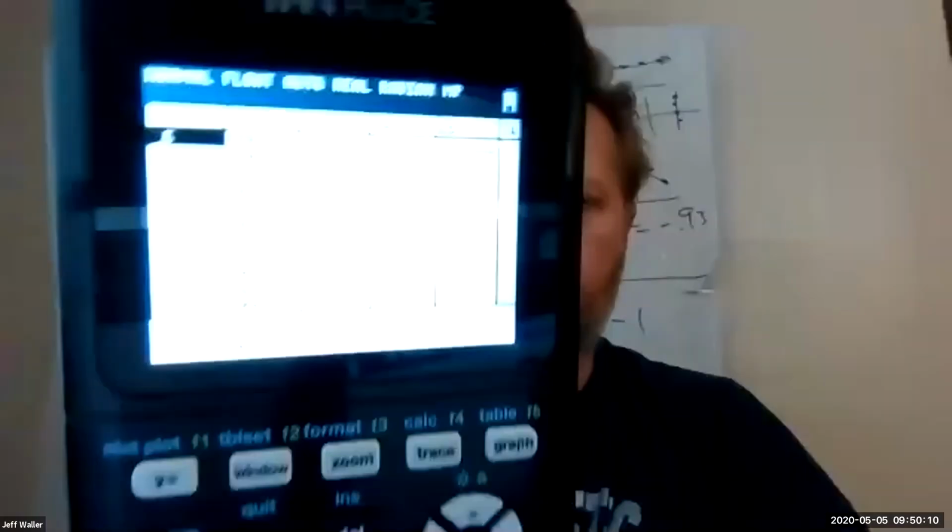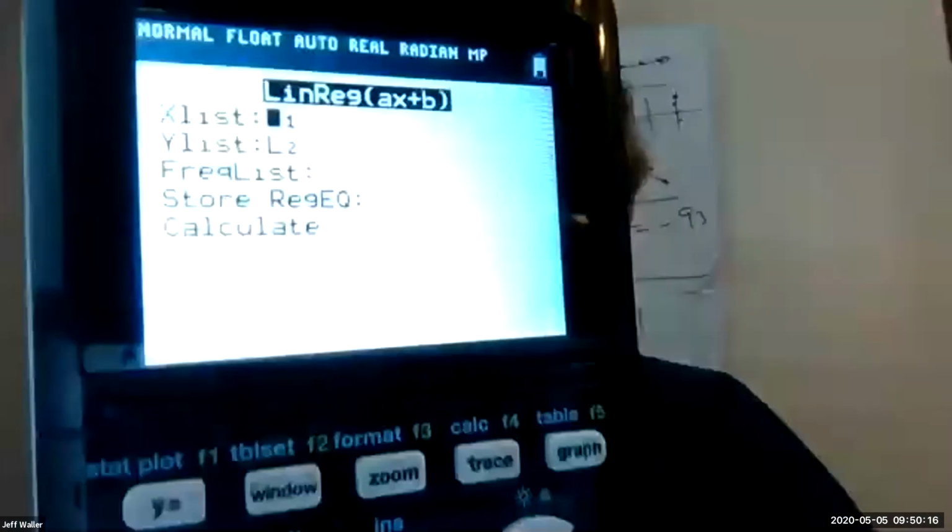Did you put all the data in, Laurel? All right. And you're sure it's in L1 and L2? Now can you hit stat calc number 4 and just stop? Right? Does it?